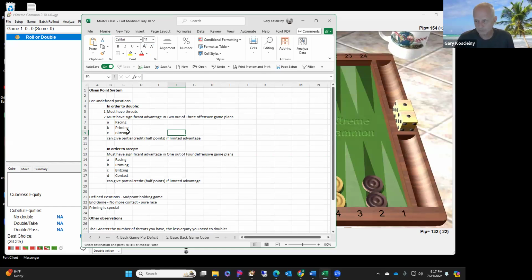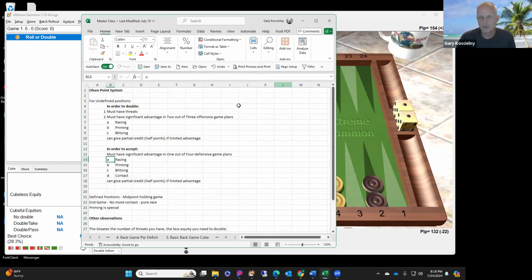But Mark Olsen is basically going to give a full credit or half credit for either racing, priming, or blitzing advantage. Now, in order to take a cube, you have to have an advantage in one of the 4 defensive game plans. I don't think defensive has 2 Fs.